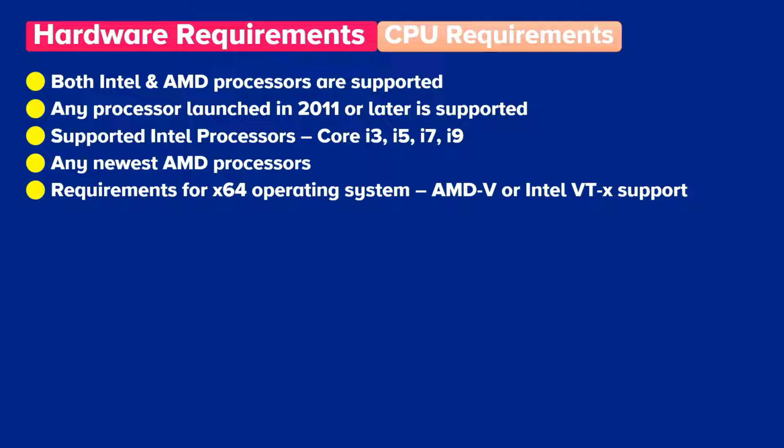Now, for running a 64-bit operating system, the processor must support Intel VT-x technology if you're using Intel processors, or AMD-V technology if you're using an AMD processor. These two technologies are virtualization technologies, and they are important for running virtual machines. By the way, any new processor does contain this feature. This virtualization technology must be enabled in the BIOS.